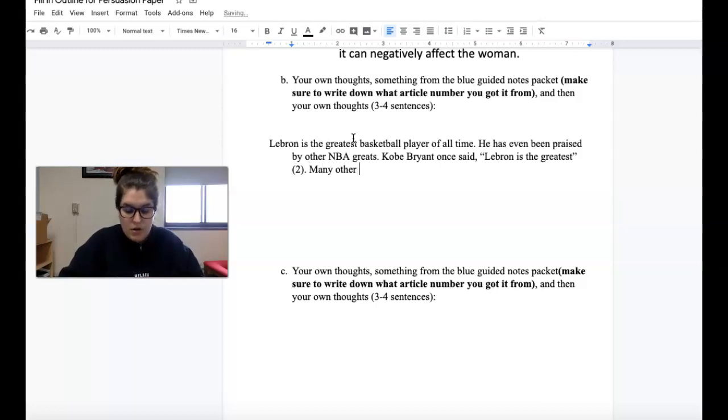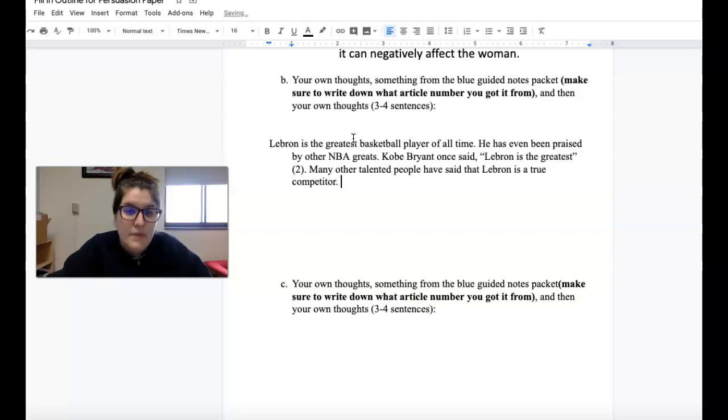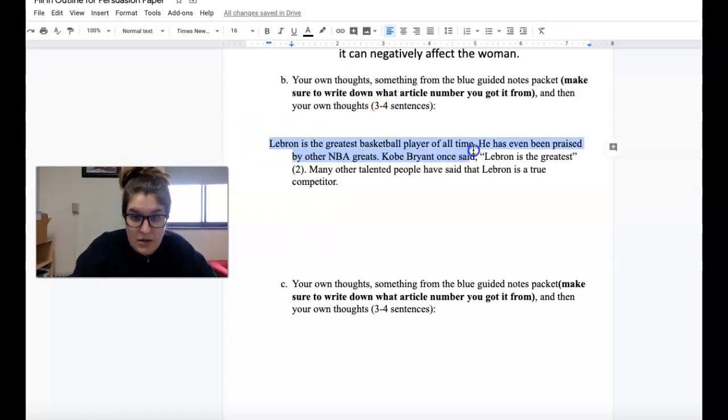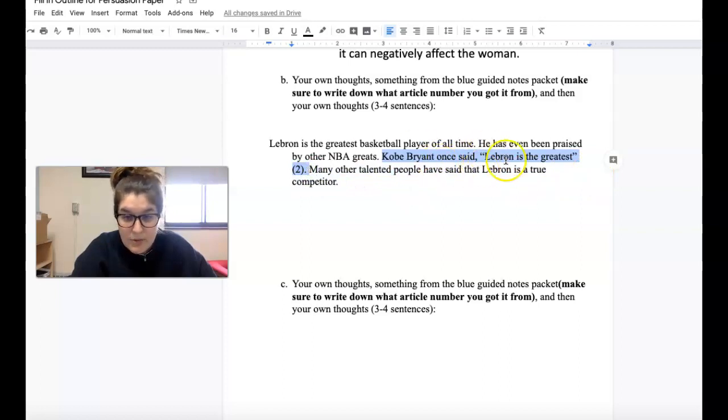Many other talented people have said that LeBron is a true competitor. Okay. All right. That's 3 sentences. And this is what I'm doing. I'm saying, this is my words. LeBron is the greatest player of all time. He's been praised by many other NBA greats. Okay. These are my own words. This is what I think. Then I saw this in one of my articles and I wrote it down. Okay. Kobe Bryant once said, "LeBron is the greatest."